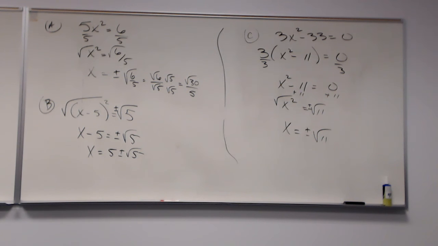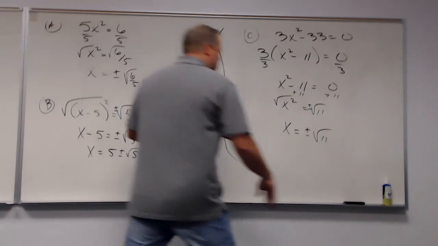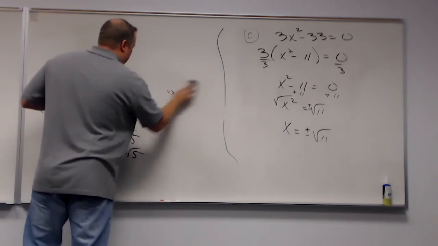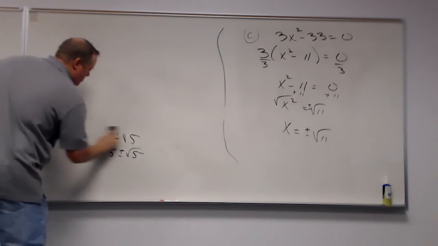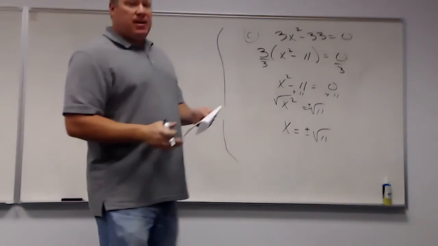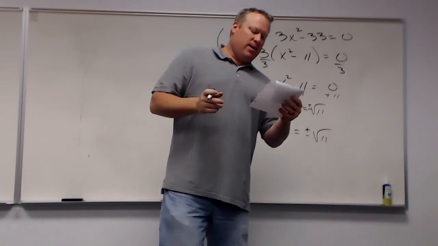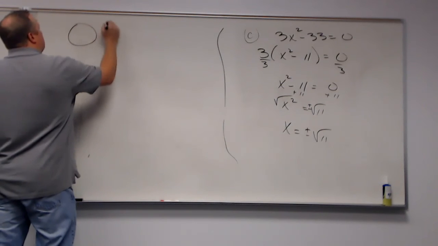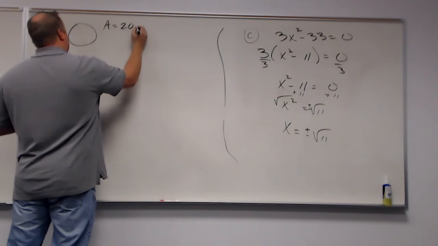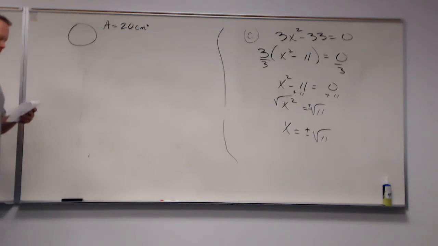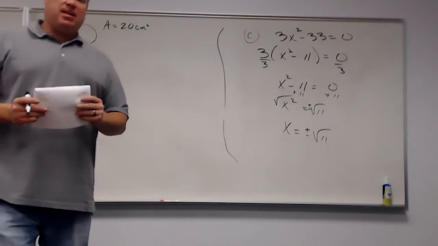Okay, one more problem, and then we'll set you on your lesson, doing your lab. If you're looking at this from home, look at the bottom example that says a circle has an area of 20 square centimeters. So you have a circle, and the area is equal to 20 centimeters squared. Find the radius of the circle rounded to the nearest tenth of a centimeter.